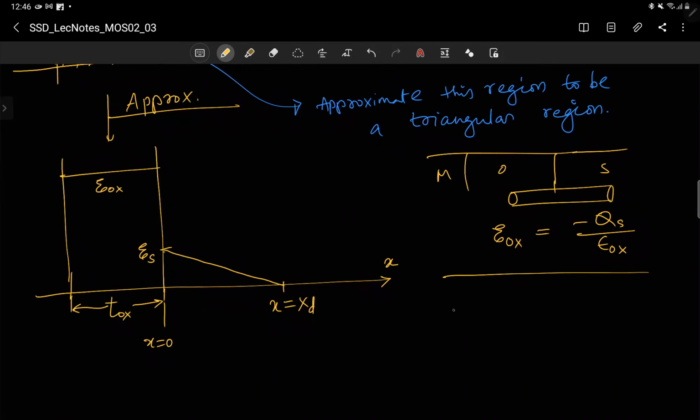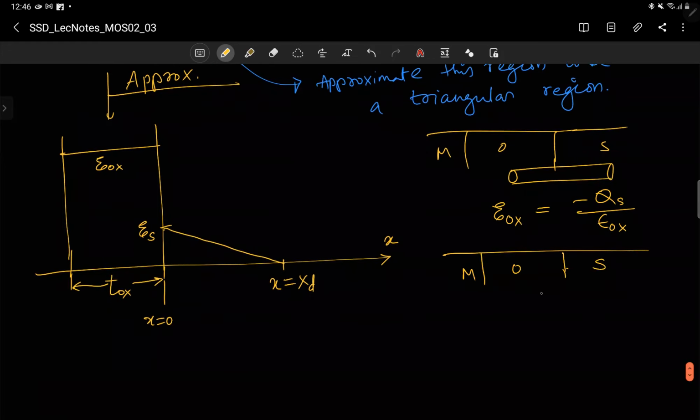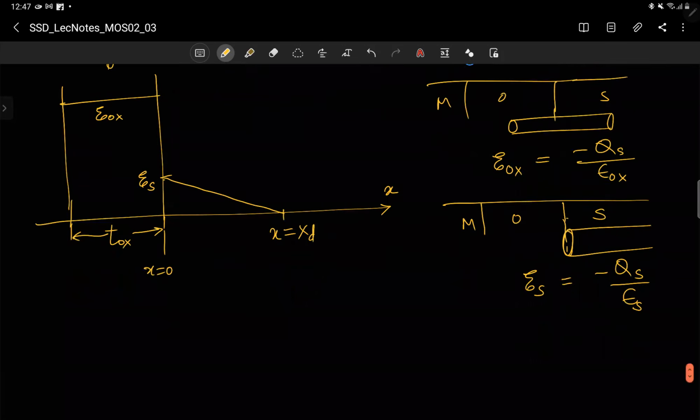But if you want ES, either you can use the continuity of the displacement vector, or you can use a Gaussian surface aligned with the semiconductor surface, in which case the entire Gaussian cylinder is in the semiconductor, but the left surface of the cylinder is exactly at the interface. So this will be equal to minus qs by epsilon s. That's all. Everything else remains the same.